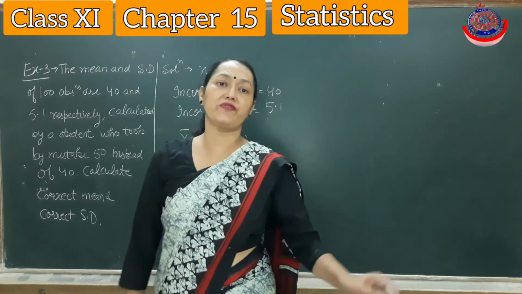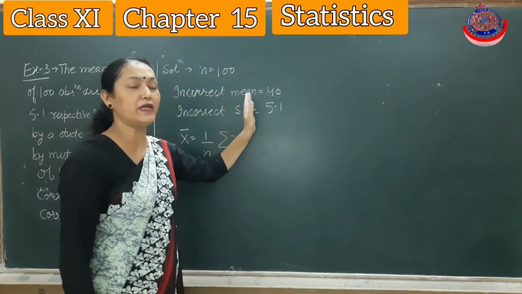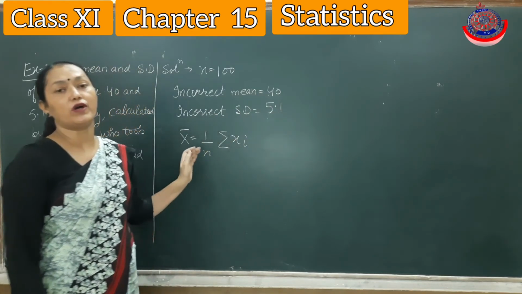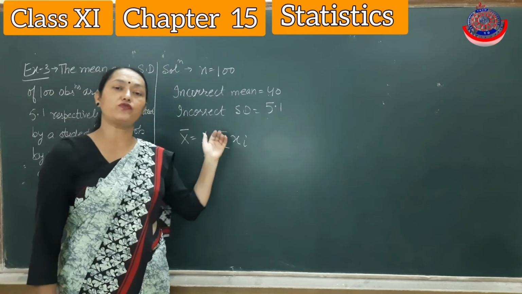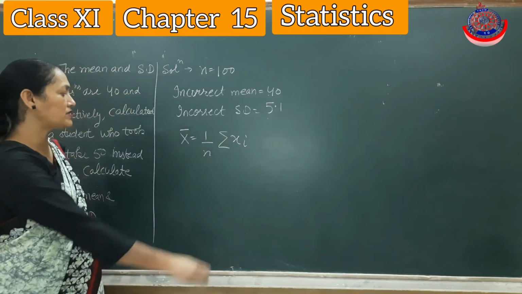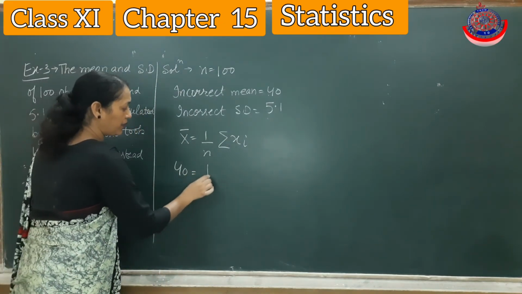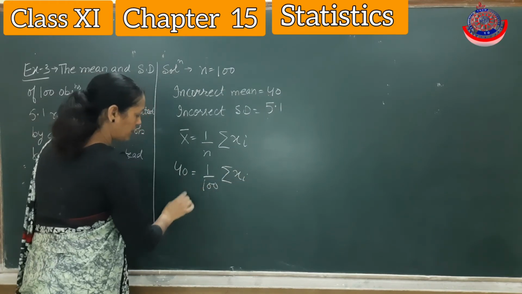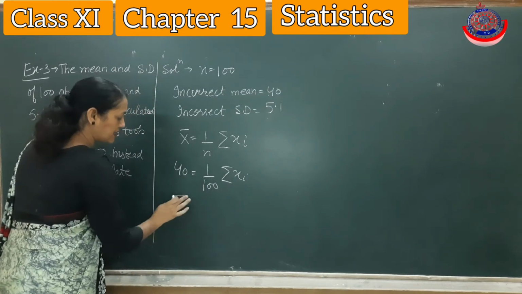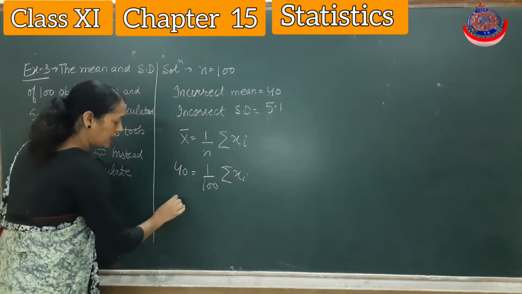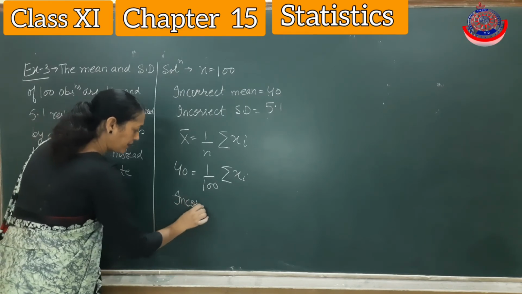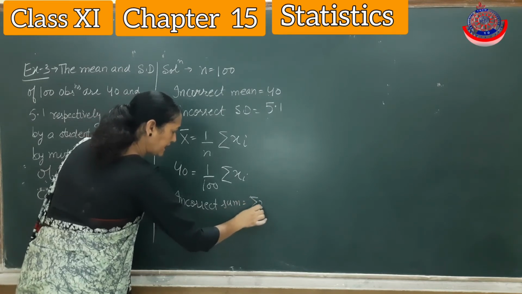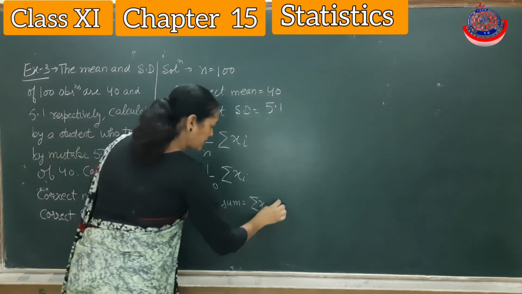Now here number of observations are 100, incorrect mean 40 and incorrect standard deviation 5.1. We know that the formula of mean is x bar equals to 1 upon n sigma xi. Now this x bar is 40, 1 upon n is 100, sigma xi. So shift this 100 to this side. We got this sigma xi. This sigma xi means incorrect sum, wrong sum. Sigma xi comes out to be 4000.